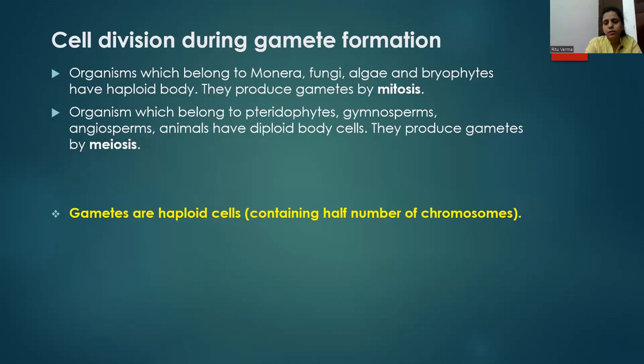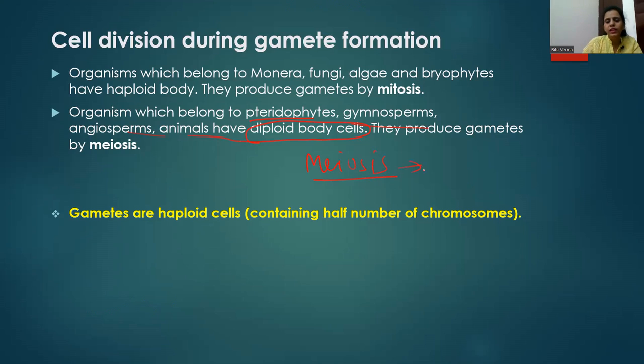Now the next topic is about cell division, which takes place during gamete formation. I have already told you in the first slide that there are two types of organisms, lower organisms and higher organisms. Higher organisms have a multicellular body with a complex structure. In higher animals, pteridophytes, gymnosperms, angiosperms, and higher animals, they have diploid body cells. So in their case, meiosis occurs.